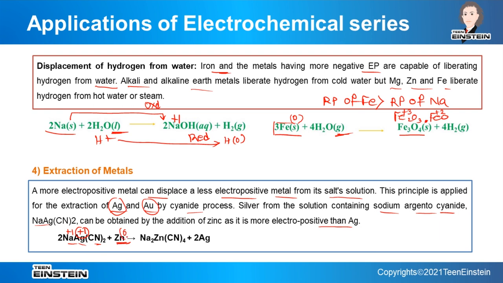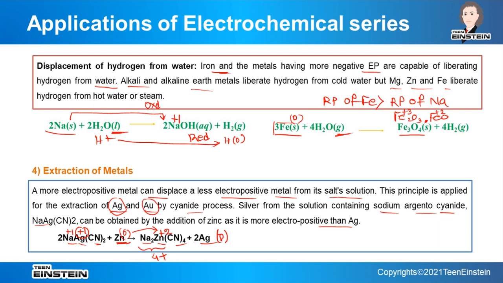So Zn from 0 state is now converted to +2 state. See here we have 2 positive charges from sodium and 2 positive charges from Zn. That means the total positive charge is 4+, and we have 4 cyano minus. So it is neutral. So zinc is oxidized to +2 and silver is reduced to silver 0. So this principle, that a more electropositive metal can displace a less electropositive metal, that is zinc displacing silver, can be utilized for the extraction of metals.